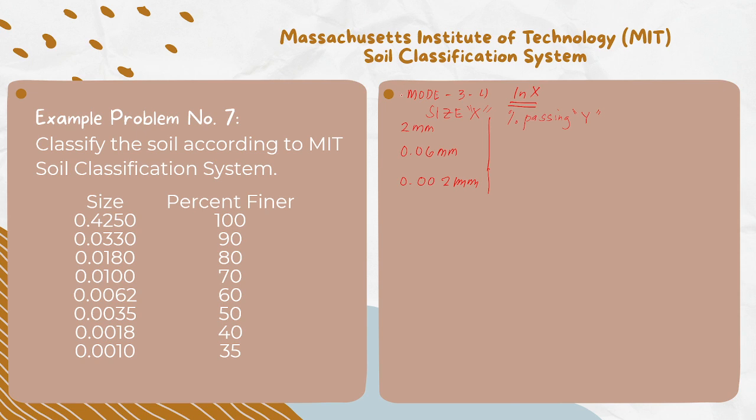So now that you have put your calculator in mode 3-4, it will ask you to input some x and y values. So first, let us determine the percent passing the 2 mm sieve. Since our largest size is 0.425 mm, and the percent finer or percent passing is 100%, automatically the percent passing the 2 mm sieve is 100. So no need to calculate that. And next is to determine the percentage finer than 0.06 mm.